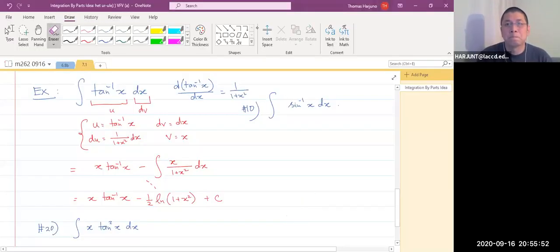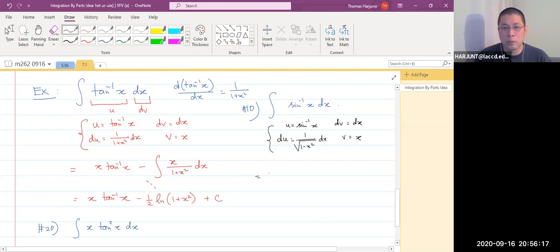Can you start? This one here, my u equals sine inverse x, my dv is dx, so my du equals 1 over square root of 1 minus x squared dx, my v is x. So my integral then becomes x sine inverse x minus integral of x over square root of 1 minus x squared dx.